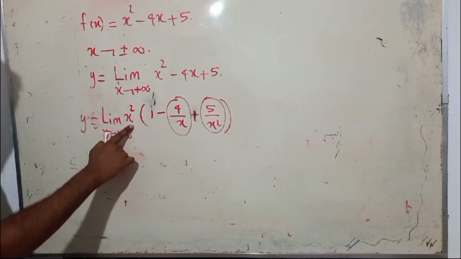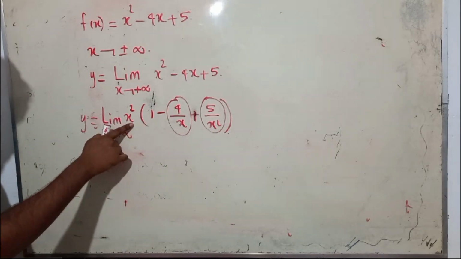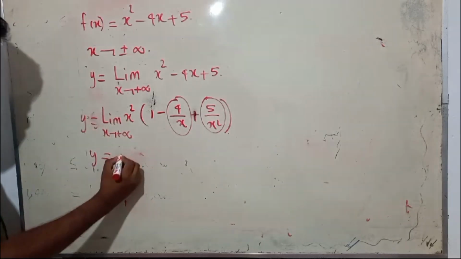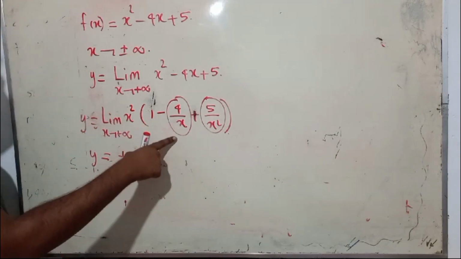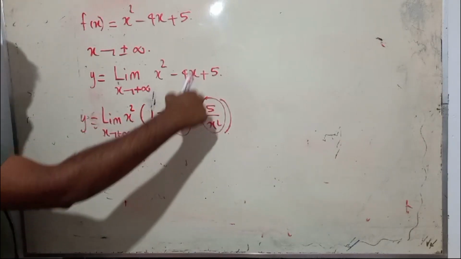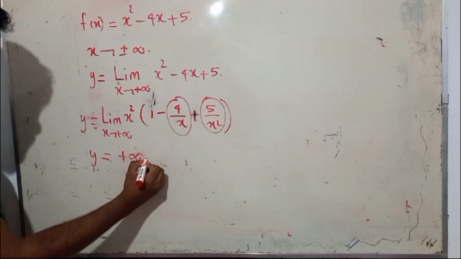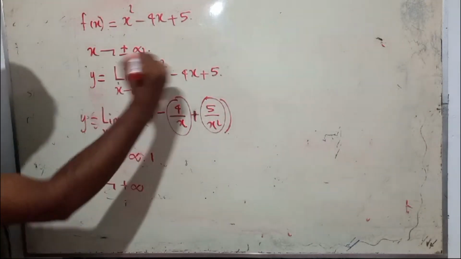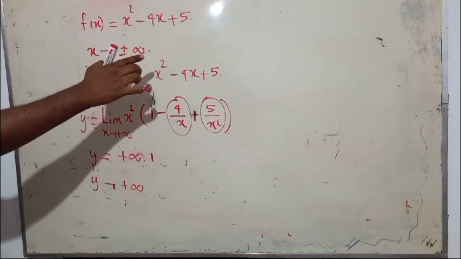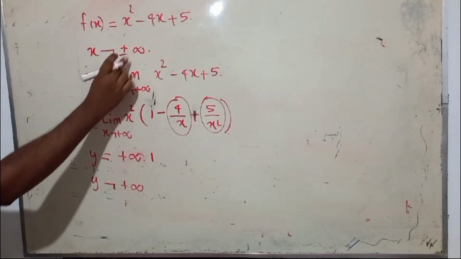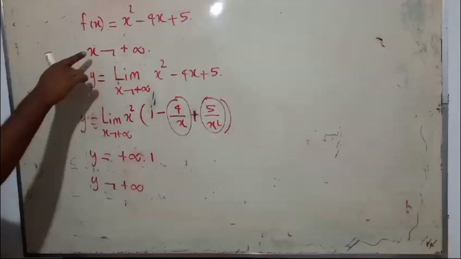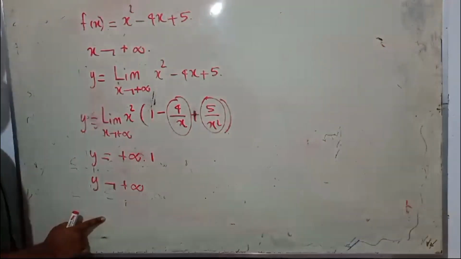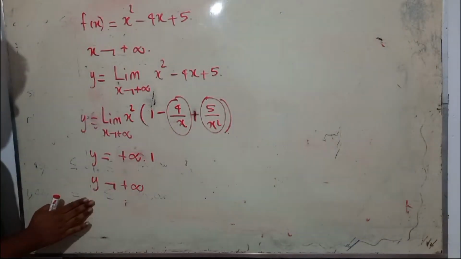That's number 1. Here you have x squared. If you substitute positive infinity here, you will be getting positive infinity into 1, since both of those parts become 0. So you can say y tends to positive infinity. Just take it separately: when x tends to positive infinity, what will happen to y? y will be positive infinity. I hope you can understand this one.